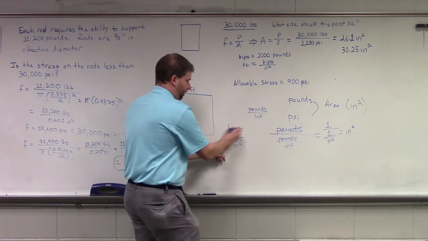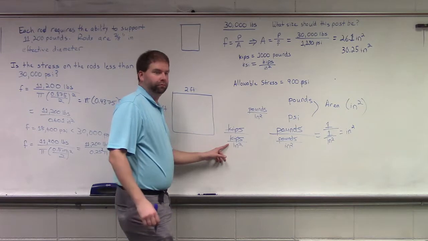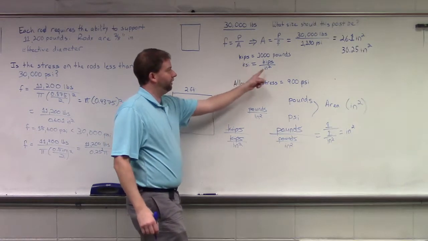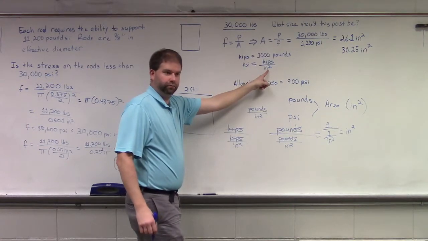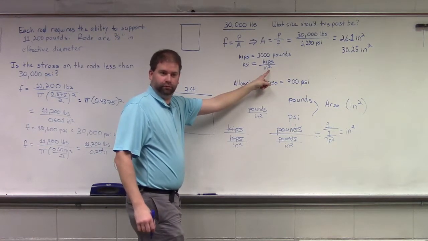Because these are the same unit, aren't they? Yeah, but it's kips and KSI. It's kips over KSI. Right, but KSI is just kips per square inch. So it's just square. It's like pounds over PSI. I'm just trying to figure out the process here.